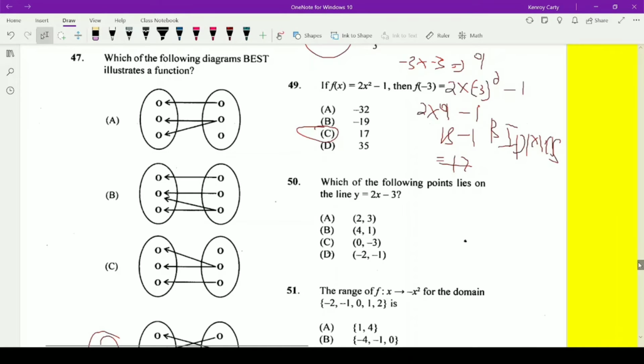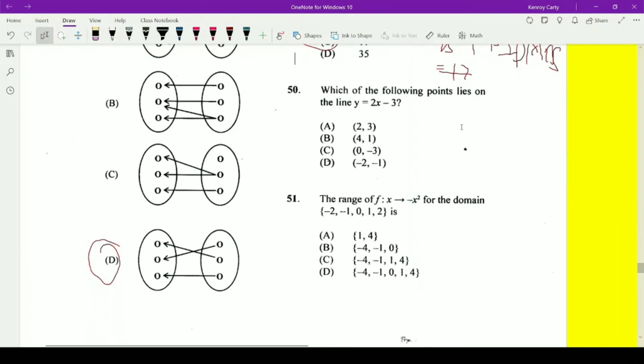Option 50. Which of the following points lies on the line y equals 2x minus 3? Now, this becomes what we call trial and error, which means that I'm going to put in the x values and see if I get the y values. So y equals 2 times 2 minus 3, where the x value for the first point is 2. 2 twos is 4. 4 minus 3 is 1. And I'm supposed to get the corresponding y value. So that is it. When you put in the x value, you're supposed to get the y value. So that is out. We rule that out.